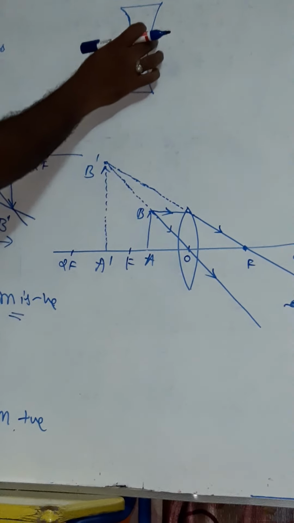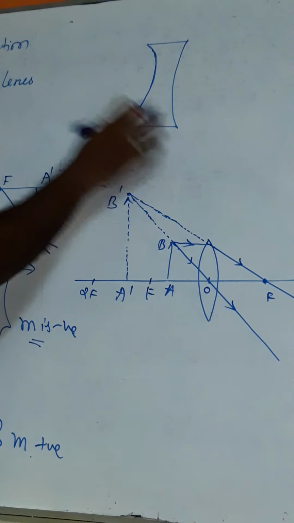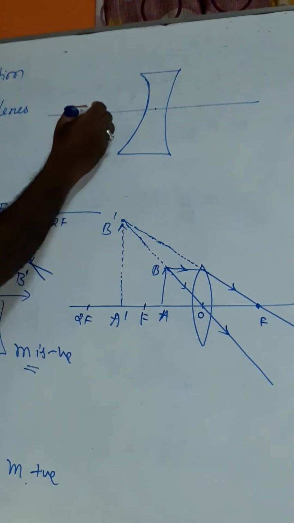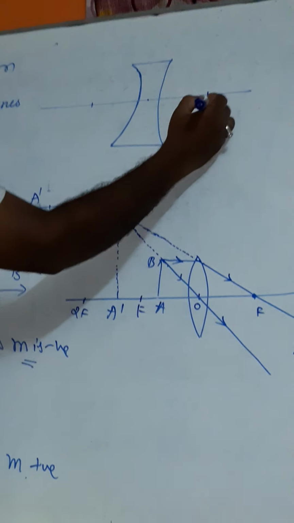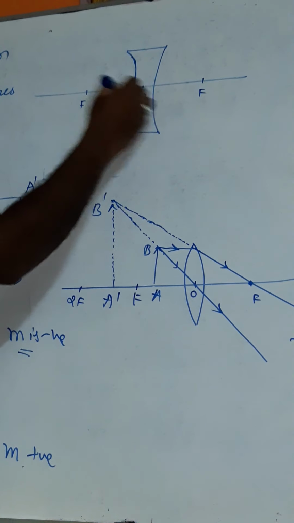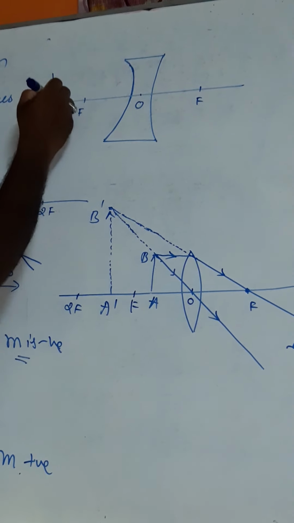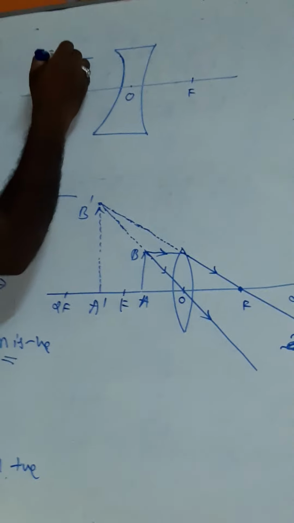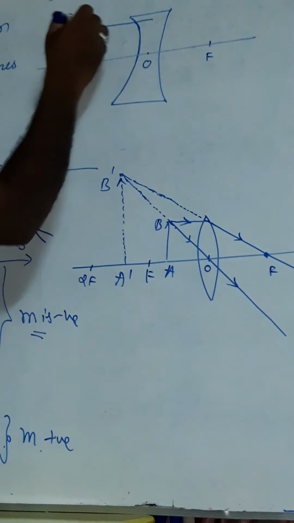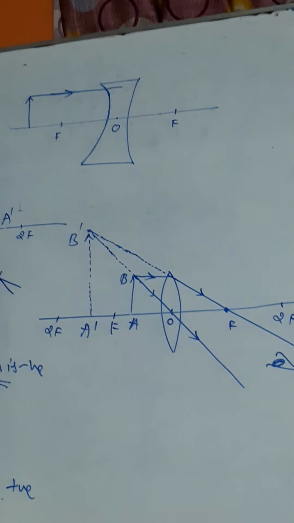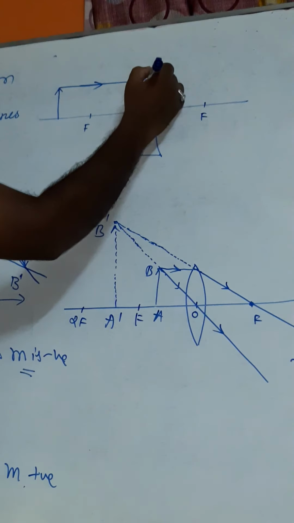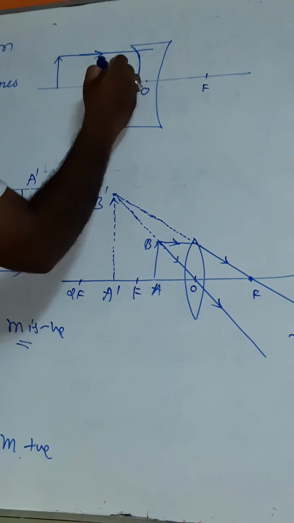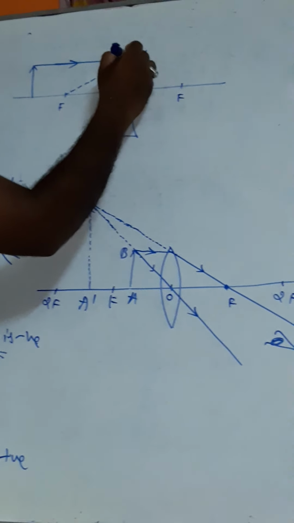Thin at the middle, thick at the edges. Principal axis, principal focus F, optic center. If I consider a linear object here, a ray passing parallel to the principal axis like this. Since it is a diverging lens, the light rays diverge, so it appears to diverge from the principal focus here. So it can pass like this.